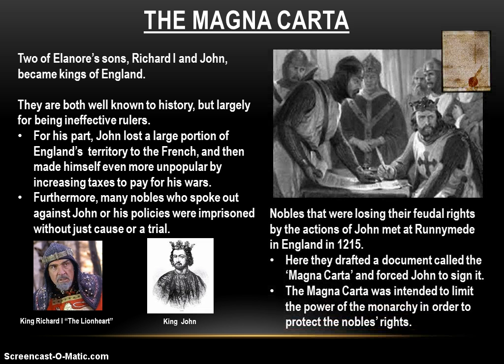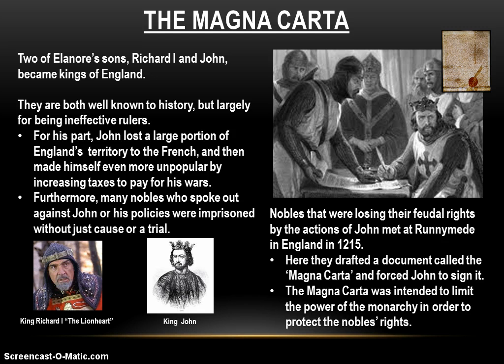Well, nobles see themselves as losing their feudal rights by the actions of John, and there's not a whole lot that they can really do. They don't want to rebel because they don't see a better replacement for him, so they decide to take a more radical course. They want to try to limit him. And so these nobles meet in this meadow called Runnymede in England in 1215.